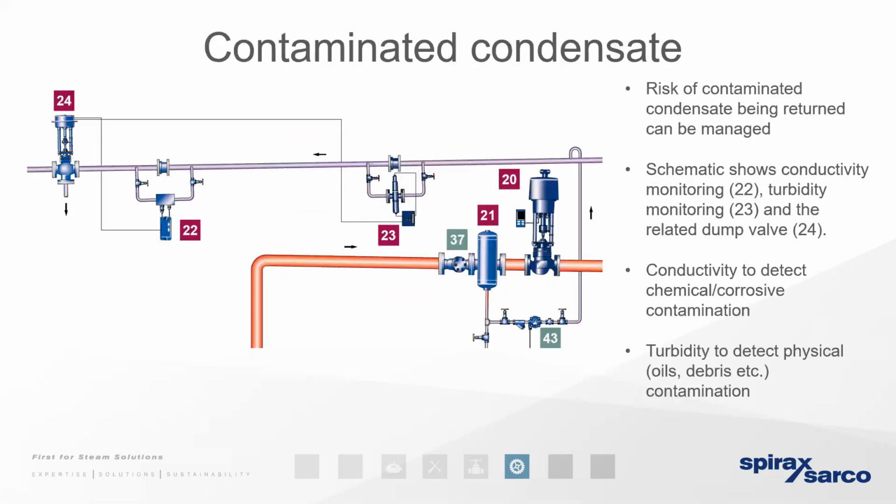But on the subject of condensate contamination, a lot of end users are still dumping condensate to waste for fear of it being contaminated by the process. So they're missing the opportunity to recover the heat from that condensate. And the good news is that we could use a contamination control device to determine when it's at an incorrect pH or it's got an incorrect particulate level. We could use conductivity probes or turbidity probes to divert contaminated condensate to waste, but crucially, recover as much of the hot water as we possibly can when it's in a good condition for us to do so.